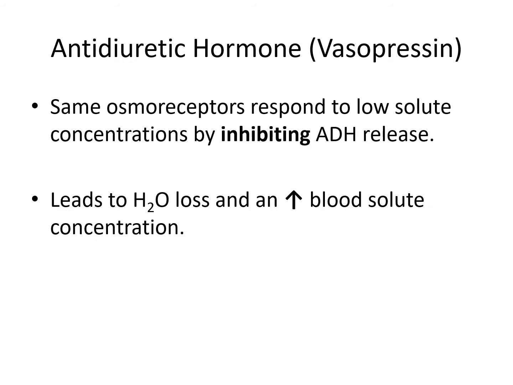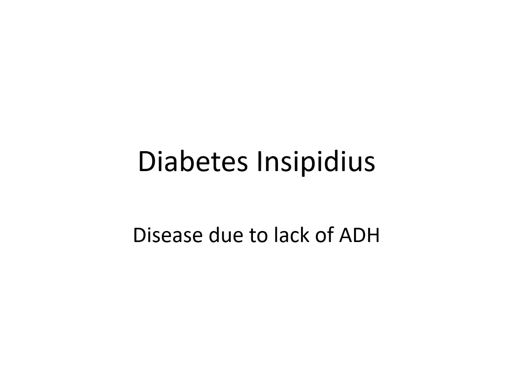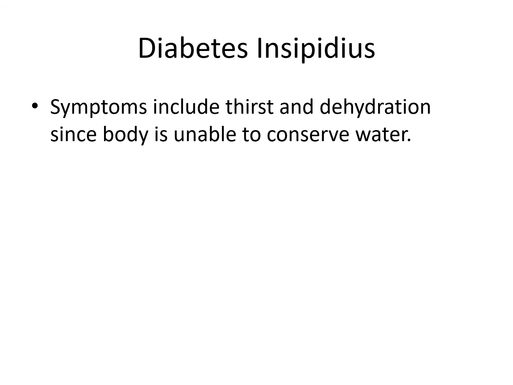Okay. Now, the same osmolar receptors respond to low solute concentrations by inhibiting ADH release. And the result, this leads to more water loss and an increase in blood solute concentration. So by increasing or decreasing antidiuretic hormone, we can either decrease solute concentration or increase solute concentration. There's a disorder called diabetes insipidus, and this is due to the lack of ADH. And as you might expect, the symptoms include thirst and dehydration, since the body is unable to conserve water.